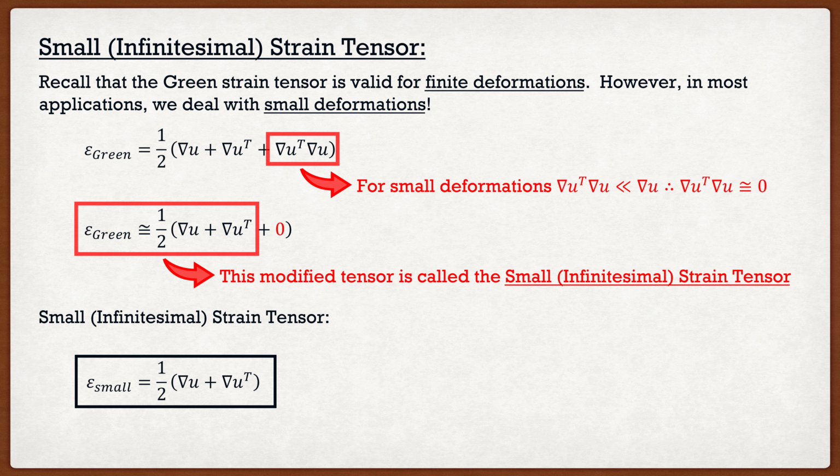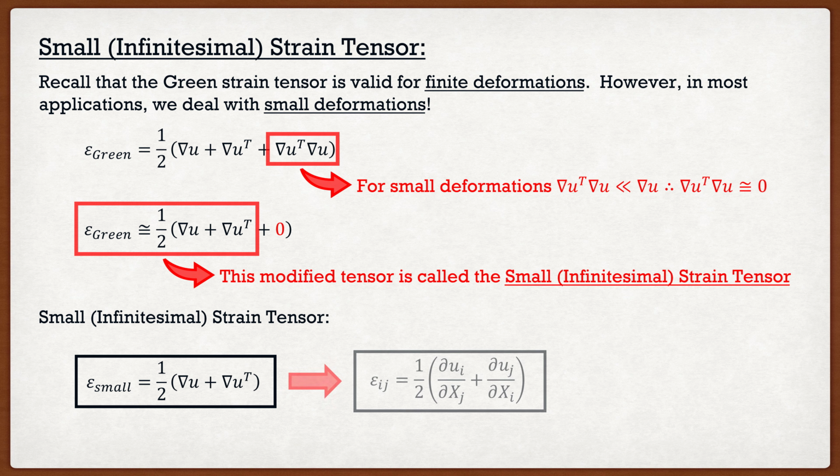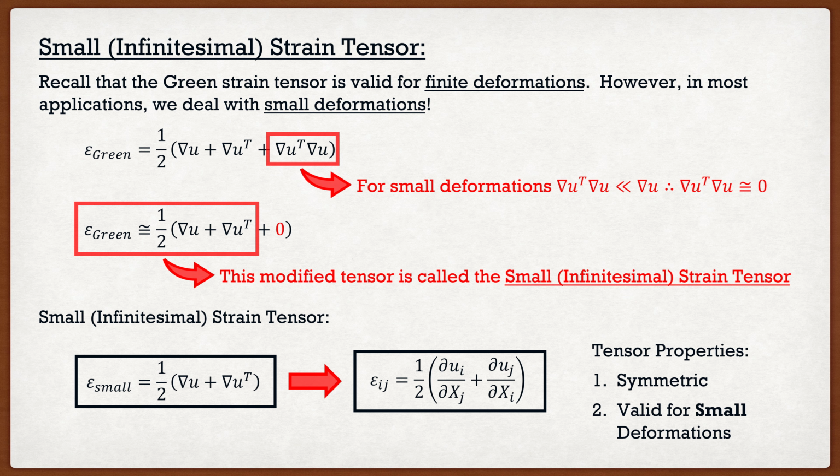All right, so again, very simple. If we want to calculate the small strain tensor, all we need is nabla U. And to determine nabla U, all we need is our displacement function. So if we have our displacement functions, we basically have our small strain tensor. Now, if you want it in component form, it is as follows. And if we compare it to the Green tensor, it's much more simple. Again, some quick properties of this: it is symmetric, but it is only valid for small deformations. But of course, in this civil applications course, the small deformation assumption will hold up just fine.